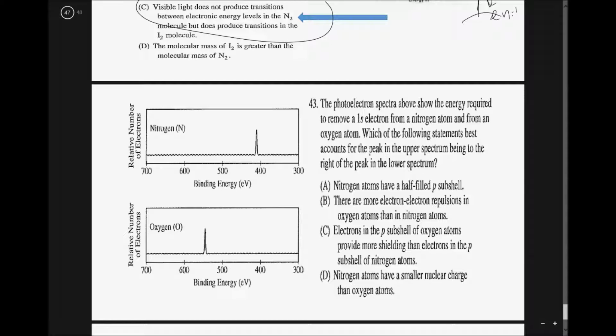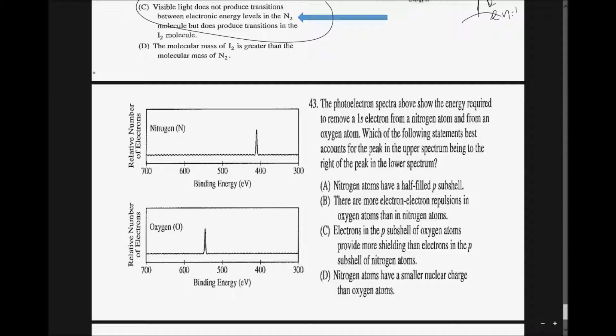Here we have a picture of a nitrogen molecule being tested by photoelectron spectroscopy, and they're saying we have basically the energy needed to remove the 1s electron. So they're saying this is the first one, which best accounts for the peak of the upper spectrum versus the peak of the lower spectrum.